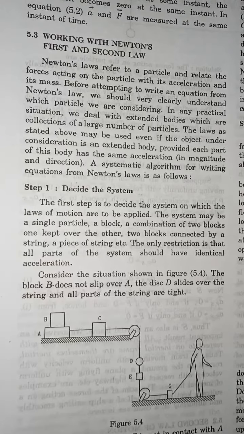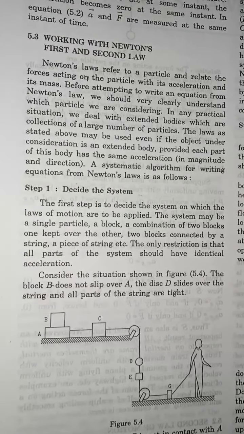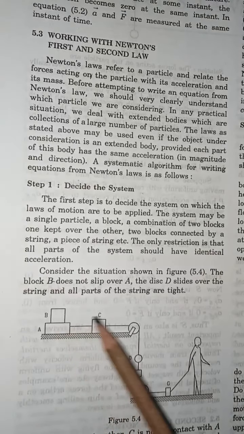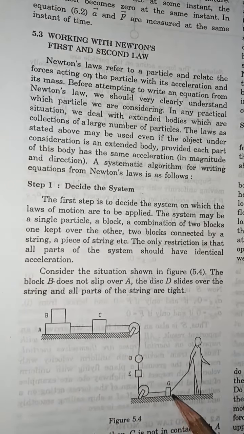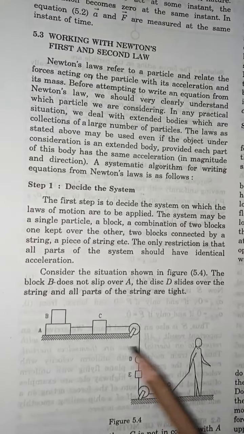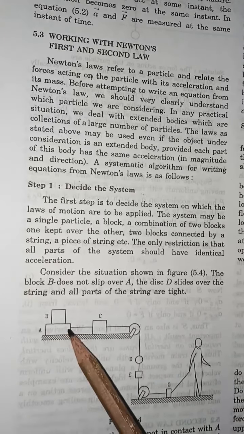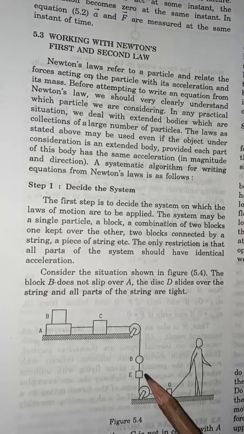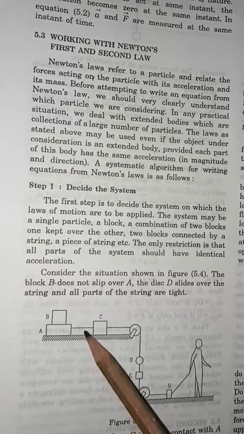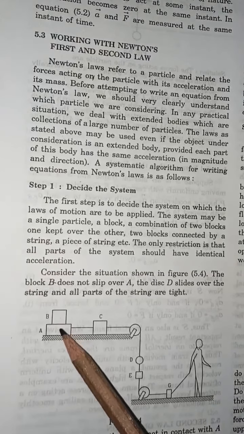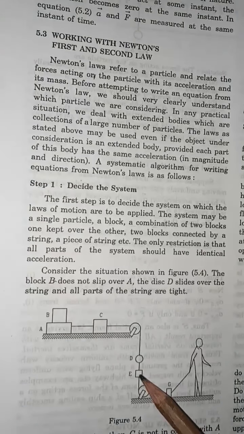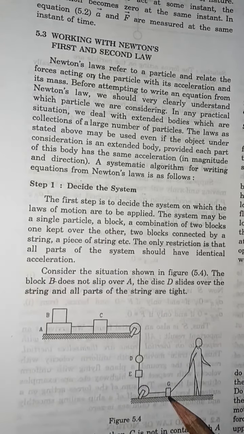I told you that first of all you have to decide the system which is under observation. Suppose it is like this: A, B, C, D, E, G. It is made up of so many systems, and these are the pulleys. So first of all you have to decide whether you are talking about system A, B, C, D, E or G. Understood or not? Why do we have to decide it? Because the force acting on B is different, the force acting on A is different, on C is different, on D and E is different, on G is different.